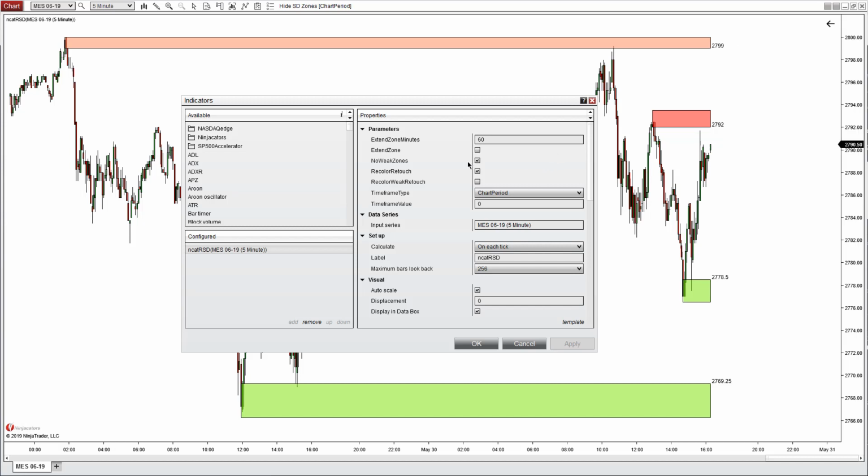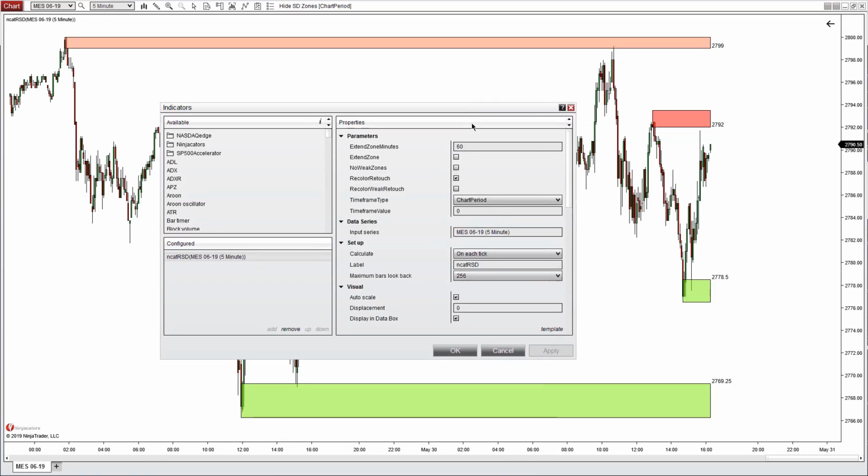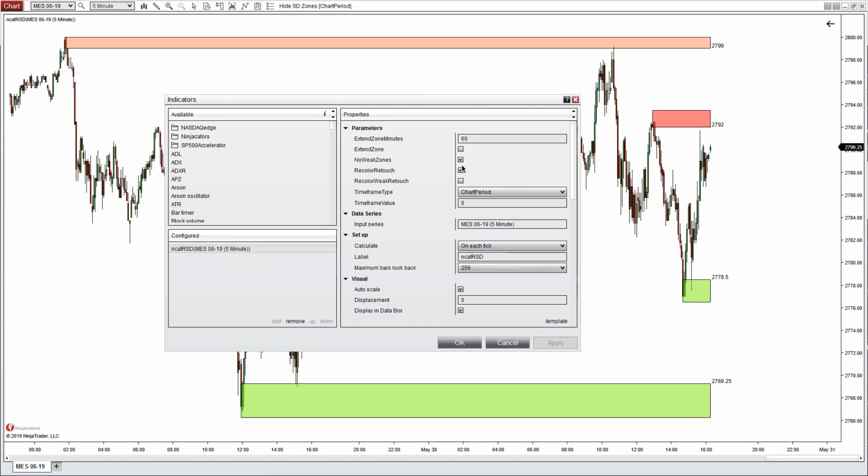No weak zones. If this box is checked, it means you're not going to see weak zones on the chart. If I uncheck it, I don't think there are any weak zones here anyway. You'll see these purplish zones pop up, but those are weak zones. I don't like to see them, so I'll leave that checked.